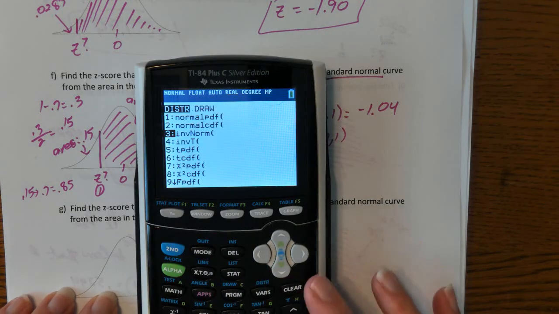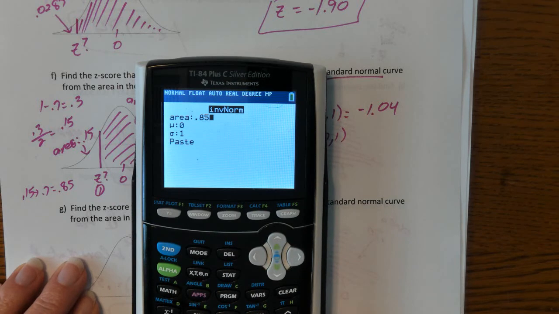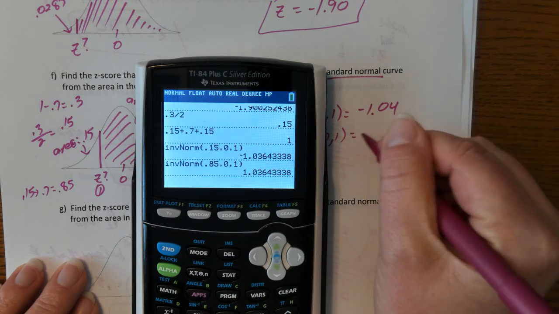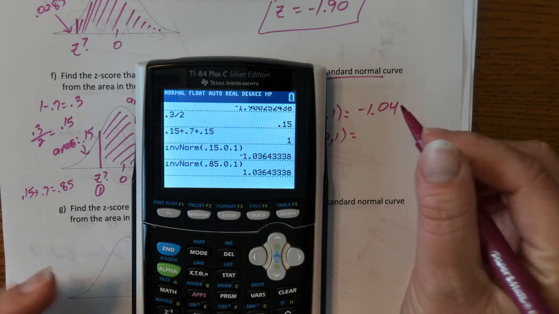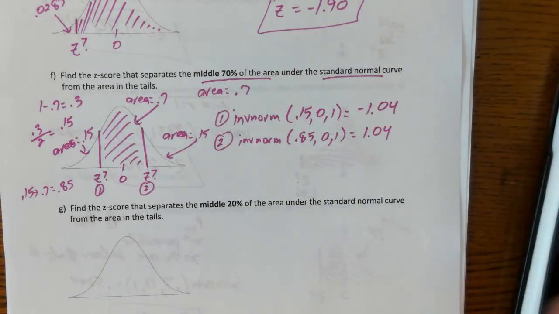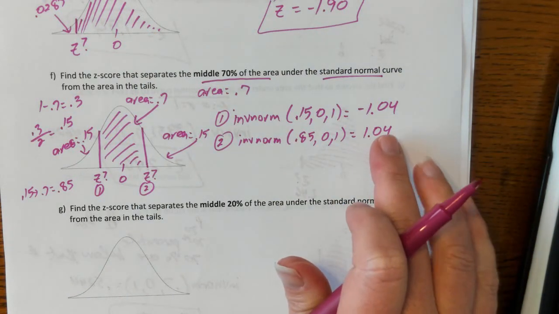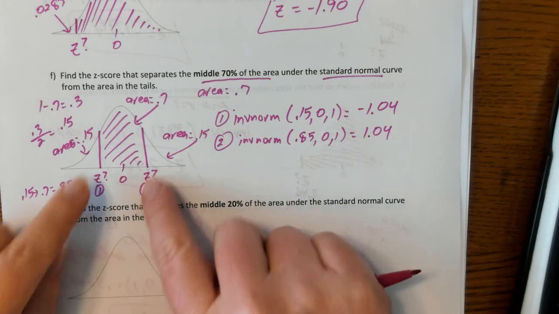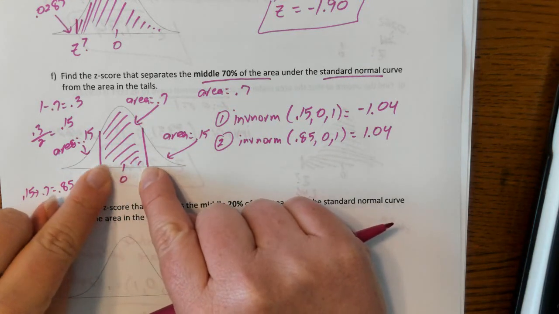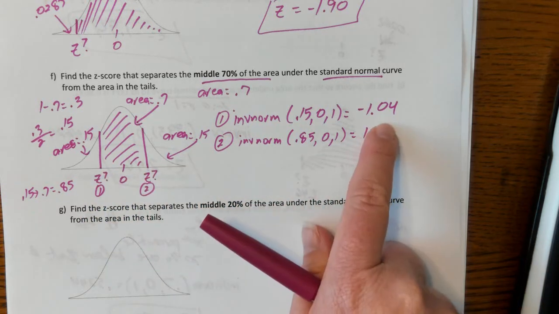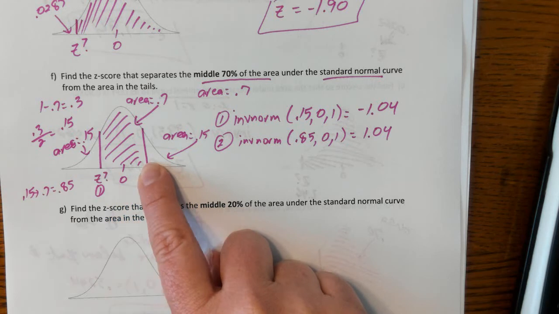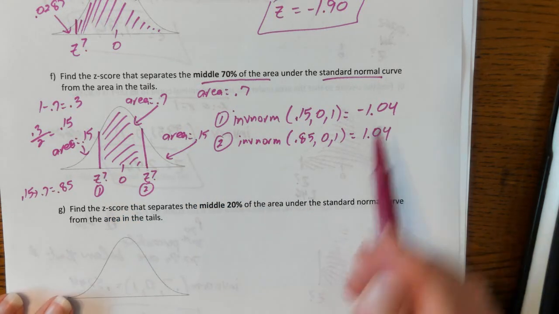Second bars, inverse norm, 0.85, 0, and 1. And we round to 2 decimals because remember this is a z-score. We get 1.04. Notice these numbers are the same except for the sign because that makes sense. If 0.7 is exactly in the middle and we're traveling the same distance each direction, they should be the same number, but one positive and one negative. Okay? So these are our 2 z-score cutoff numbers.